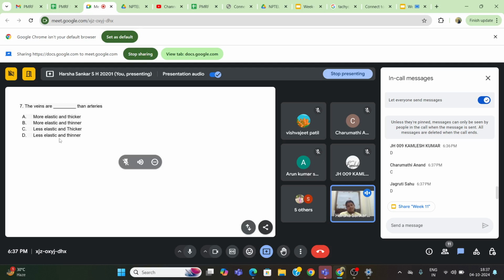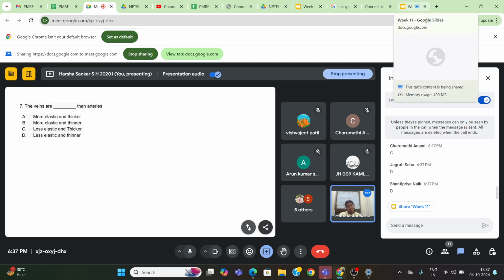Yes, the correct answer is that veins are less elastic and thinner than arteries, or arteries are thicker and more elastic than veins. Arteries are bigger as well as elastic. Veins are thinner and less elastic. So the correct answer is B. Okay.